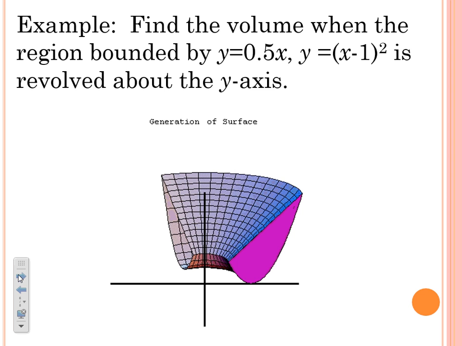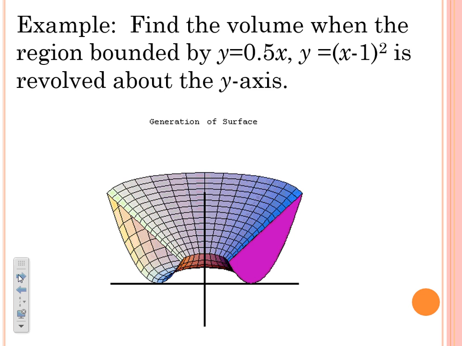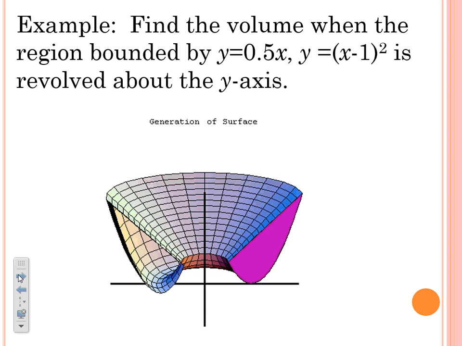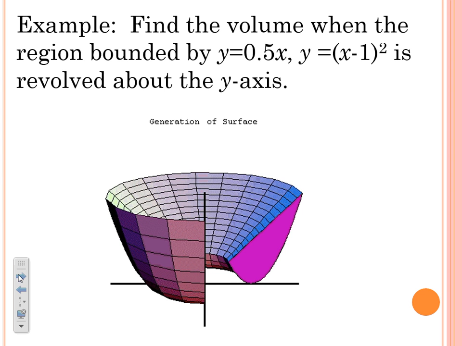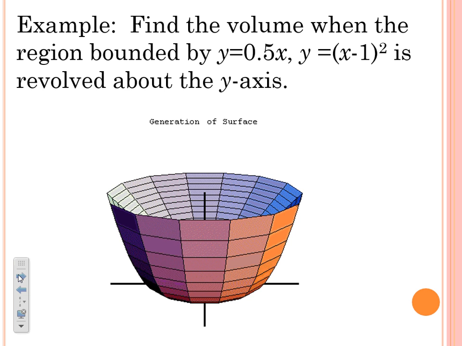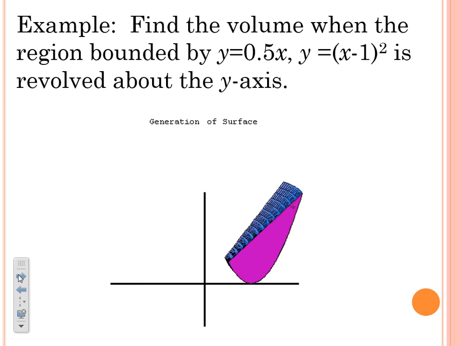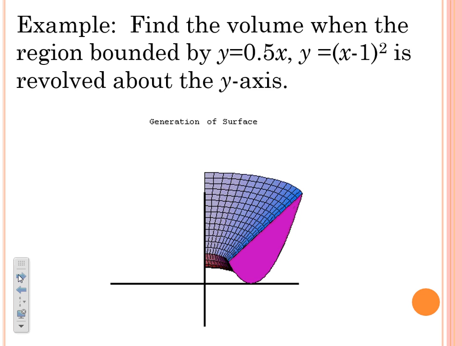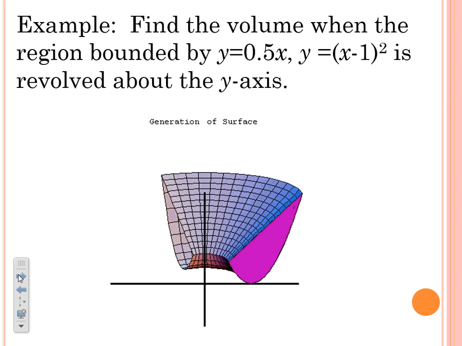All right. So this is what we've been looking at. Now we're actually going to find its volume. This is the region that we started with: y equals 1/2 x and y equals x minus 1, the quantity squared, and we are revolving it about the y-axis.